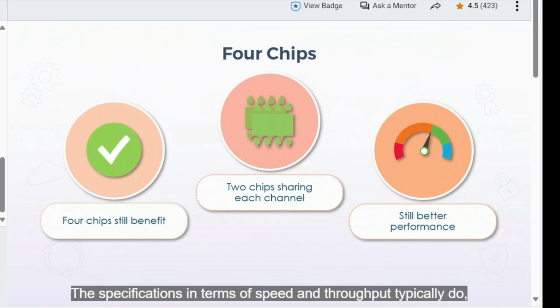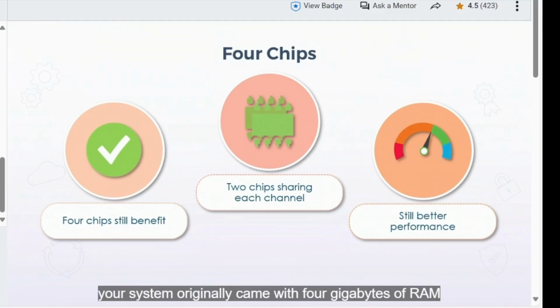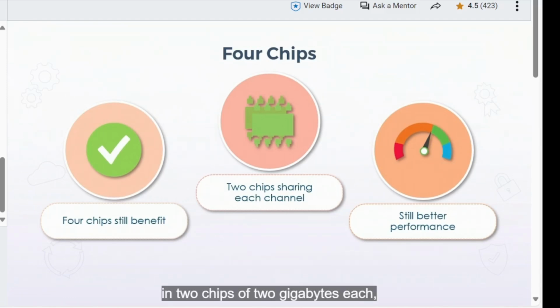And I should also mention that the capacity of paired chips does not necessarily have to match. The specifications in terms of speed and throughput typically do, but if, for example, your system originally came with 4 gigabytes of RAM in two chips of 2 gigabytes each, you might be able to upgrade by installing two more chips of 4 gigabytes each for a total of 12. But in that case, I would recommend that you keep the original chips in channel A and the new chips in channel B for consistency.